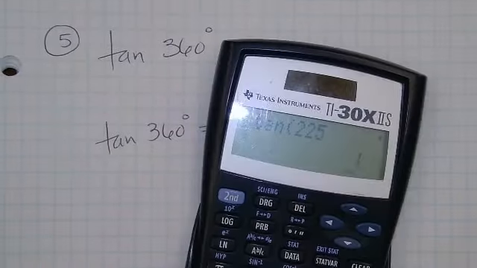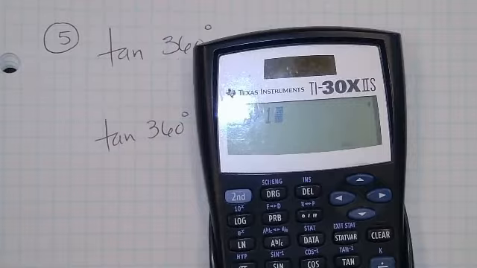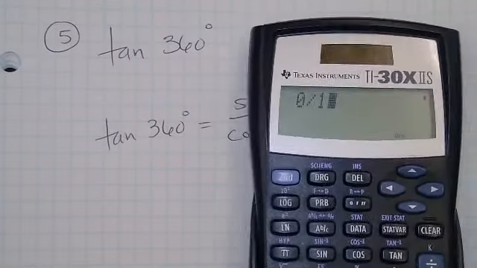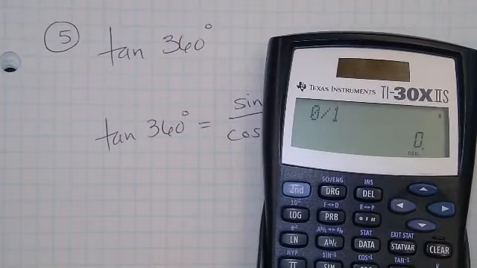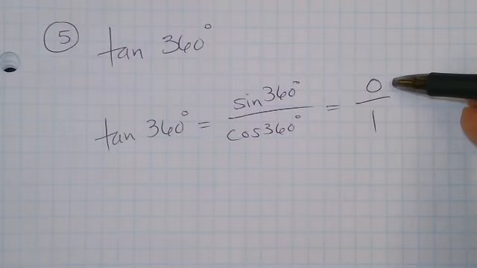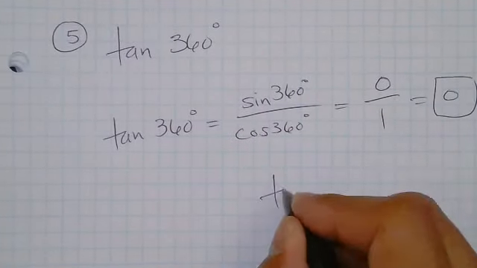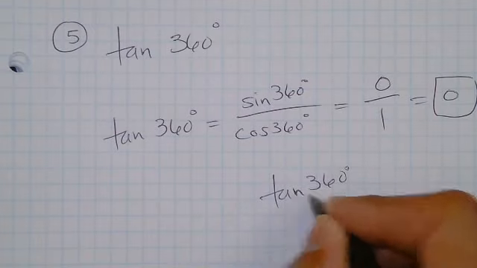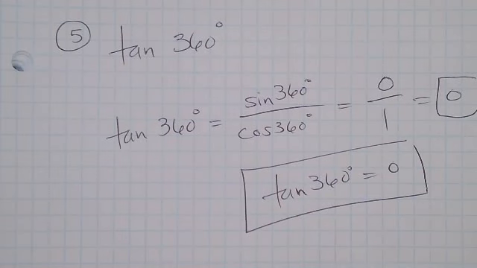Does anybody know what the answer for 0 divided by 1 is? 0. No, it's undefined. If you're not sure, you can ask your calculator. Let's see, 0 divided by 1. Enter. Ready? The answer is 0. It is okay to have a 0 in the numerator. Okay, so then this one, the answer is what? 0. So tangent of 360 is 0.